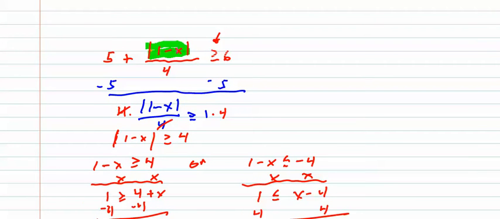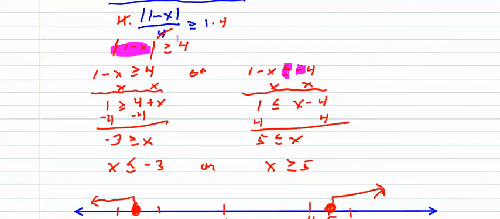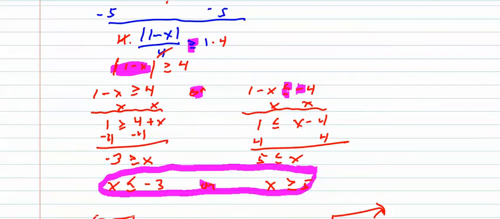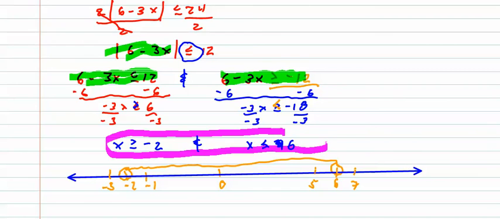Here, we isolated this absolute value. Once it was by itself, we wrote the two inequalities exactly as it's written here, except we changed the direction and the sign on the second one. And we solve, and again, pay attention to the words and or or. This is very, very important. This is part of the solution, and up here, this is part of the solution.